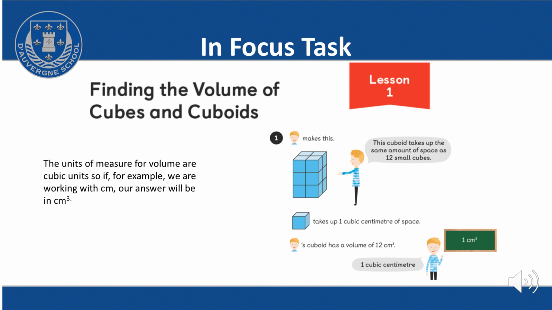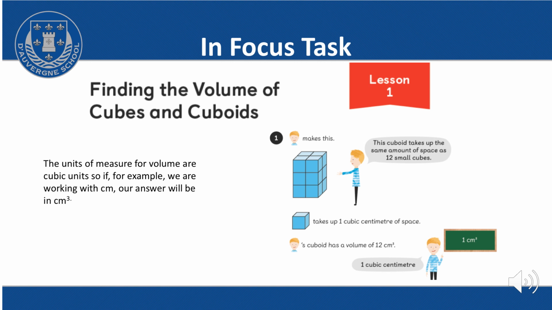To find the volume of cubes and cuboids, something really important to remember is that the units of measure for volume are cubic units. If, for example, we're working with centimetres, our answer will be in centimetres cubed. If you think back to when we were doing area, that is in squared units, such as centimetres squared. Always remember, volume is in cubic units, for example, centimetres cubed.